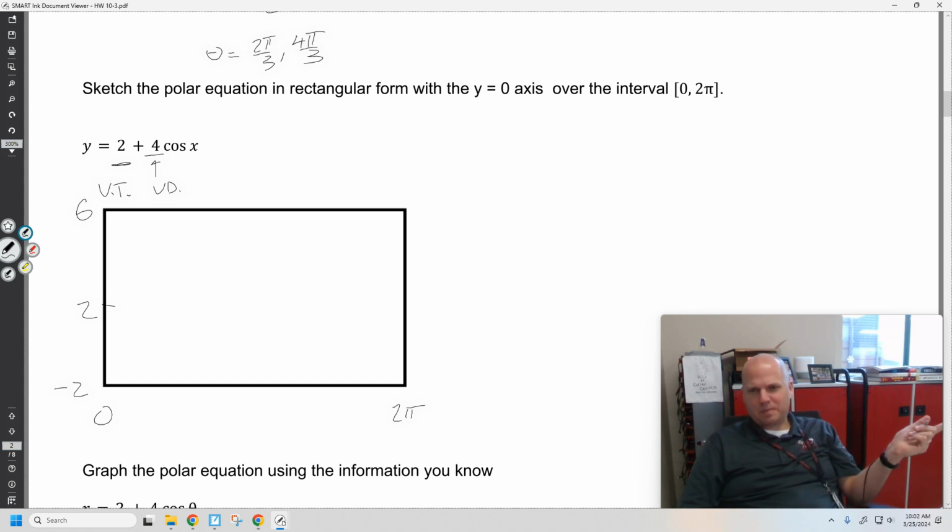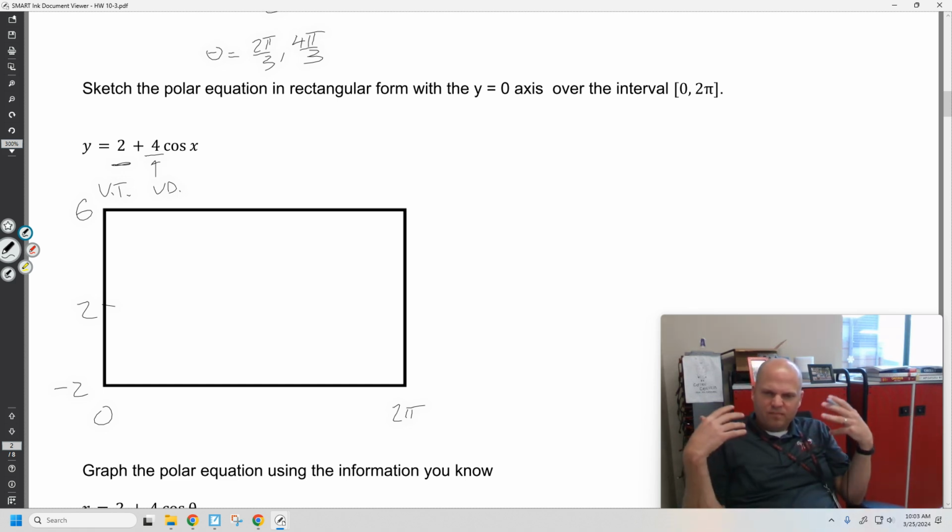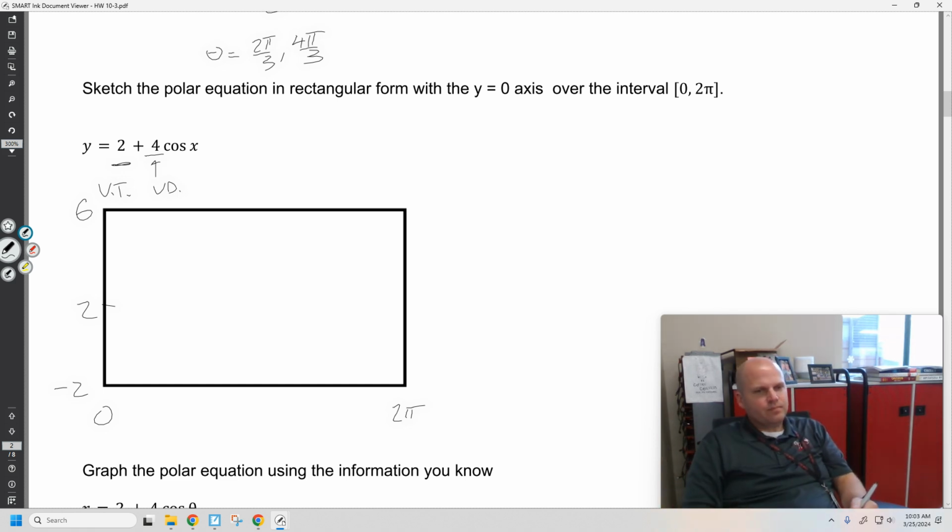Now, remember when I talked about what are the easy values to plug into cosine? The values where we get half. It ends up at the pi over 3's. Watch how that's going to play out here. We got pi over 2. We got 3 pi over 2. We got 0, 6. We got pi over 2, 2. We got pi, negative 2. We got 3 pi over 2, 2. We got 2 pi, 6.